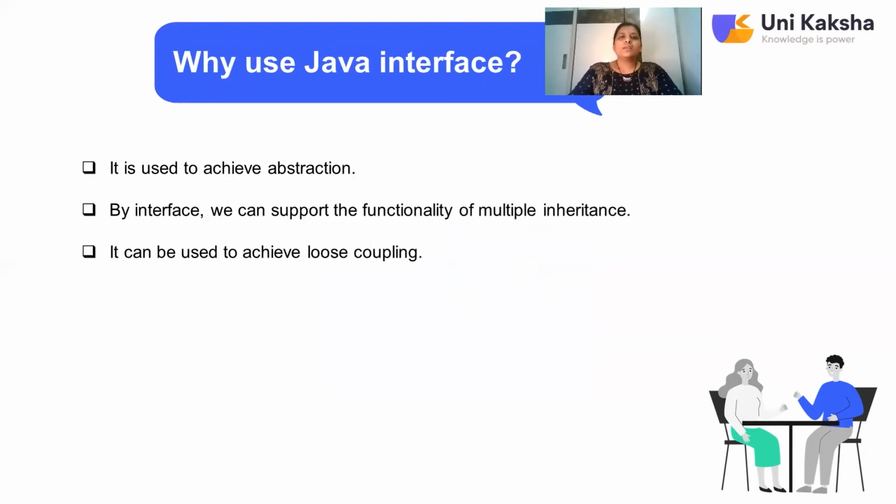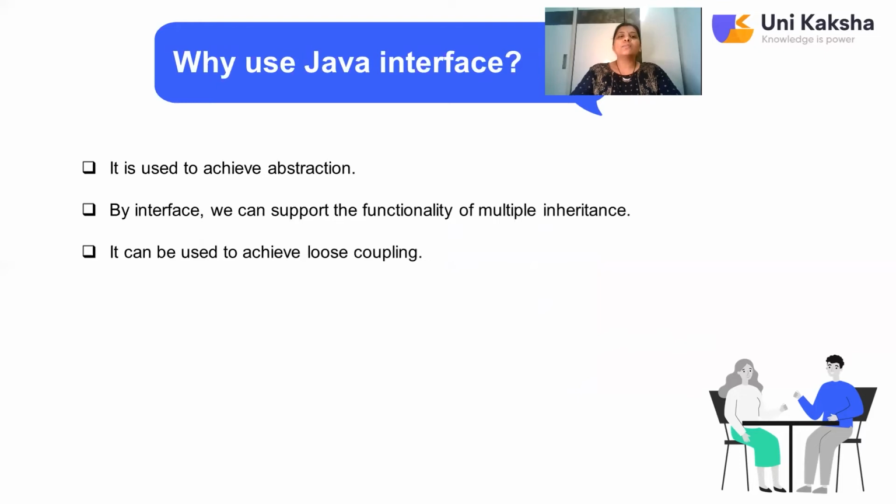Now the next thing is why Java provides this facility of interfaces, or why it can be used. There are mainly three reasons behind this. The very first thing is you can achieve data abstraction. That is again most important, as I already told you.